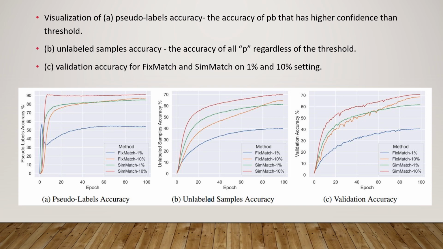Here are the graphs. The first graph shows the pseudo label accuracy, the second one is the unlabeled sample exam accuracy, and the third one is the validation accuracy for FixMatch and SimMatch on 1% and 10%.